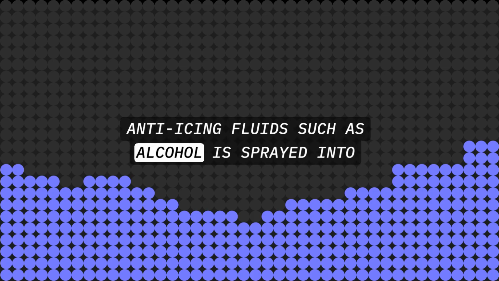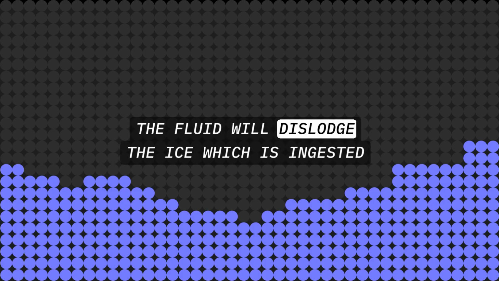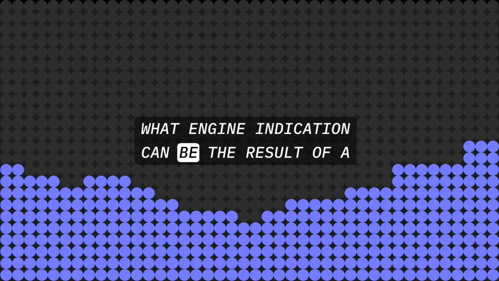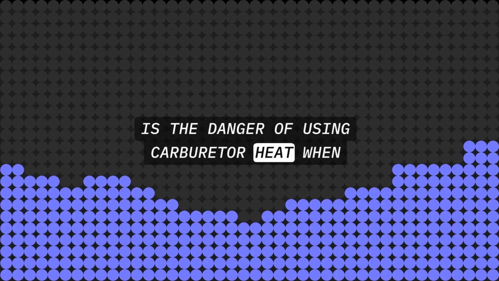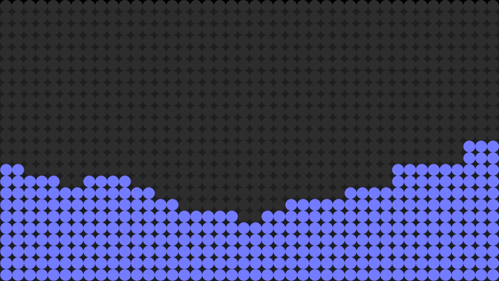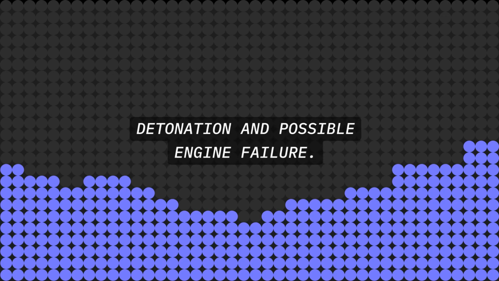Anti-icing fluid, such as alcohol, is sprayed into the induction system ahead of the carburetor. The fluid will dislodge the ice, which is ingested by the engine. What engine indication can be the result of a dirty air filter? Low power. What is the danger of using carburetor heat when operating at high power settings? The higher air temperatures could cause detonation and possible engine failure.